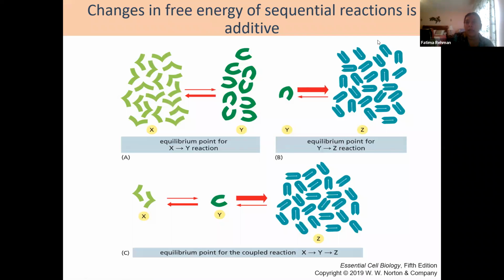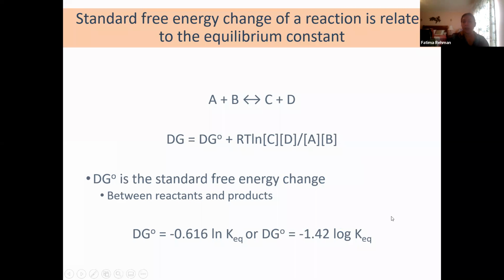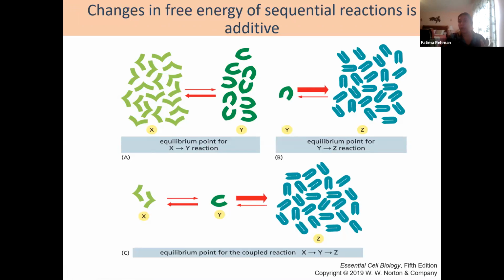So the changes in free energy of your reactions are sequential, so they are added. If you have 6 reactions in a row that are all coupled to each other, the total change of free energy is going to be an additive effect. So you're going to take the individual changes in free energy from each part of your coupled reaction chain, and you will add all of those up to get your final answer.